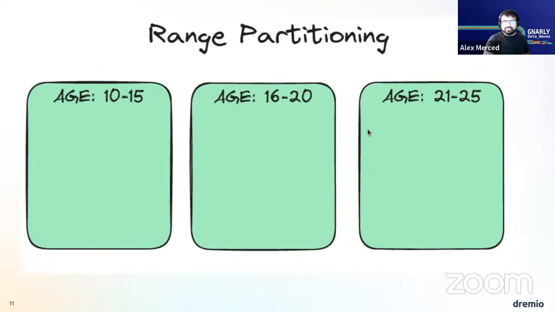And there's different types of partitioning. In the previous one, we just said, okay, a value is a partition, but you can also do range partitioning where you say, hey, a range of values is within a partition. So we might say, hey, all ages between 10 and 15 are going to be in this partition. All ages 16 to 20 are in this partition, and all ages 21 through 25 are in this partition.